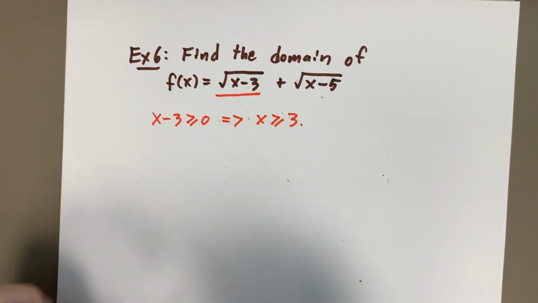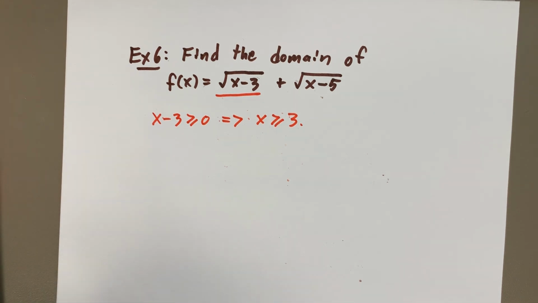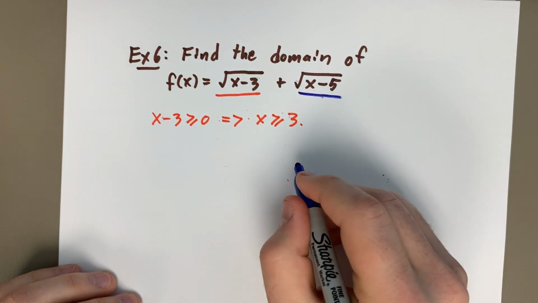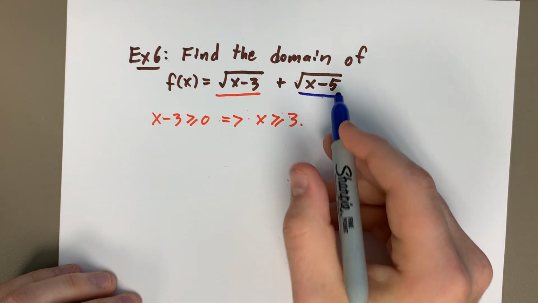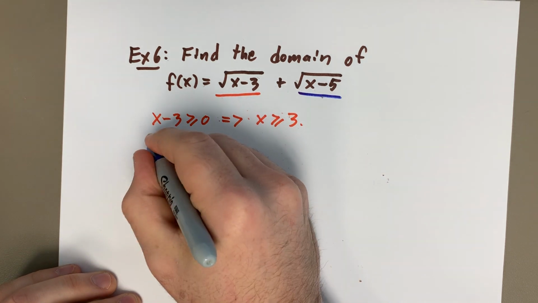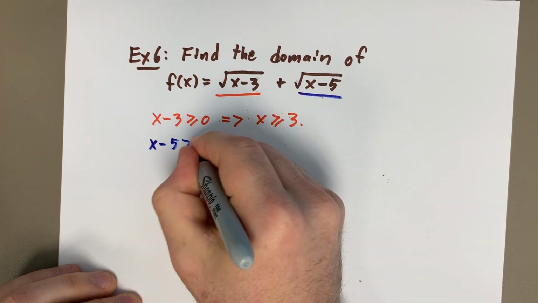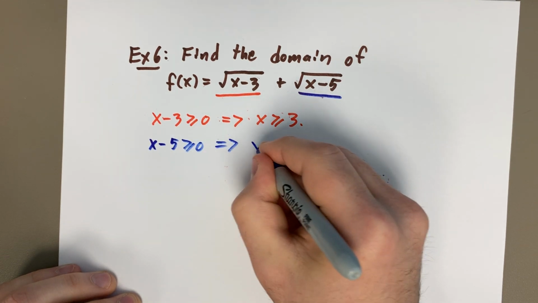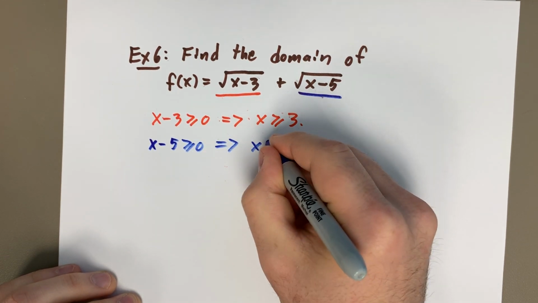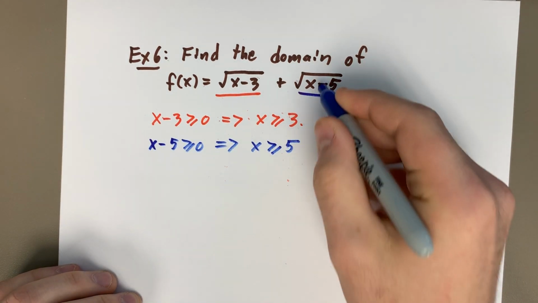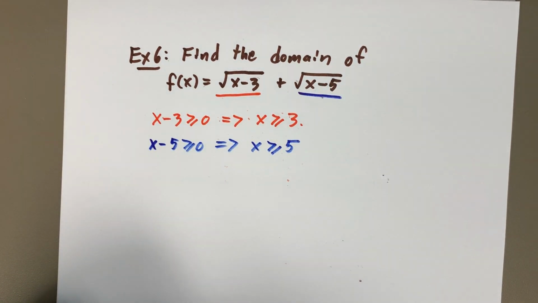Now we need to find the domain of this. So I'll use blue for that. So we have the square root of x minus 5. We want x minus 5 to be greater than or equal to 0. So we have x minus 5 greater than or equal to 0. But what does that imply? That implies, by adding 5 to both sides, x is greater than or equal to 5. So that's the domain of this one.